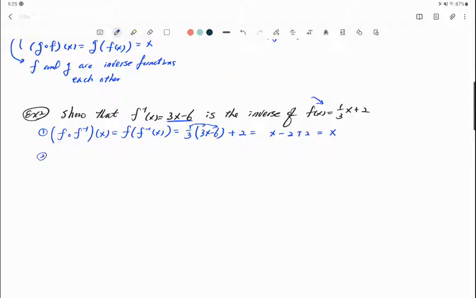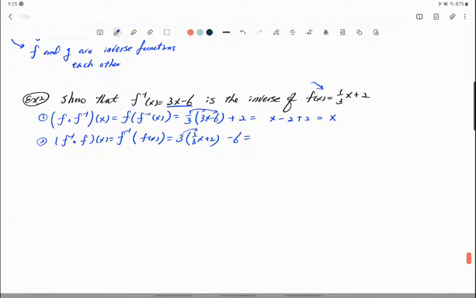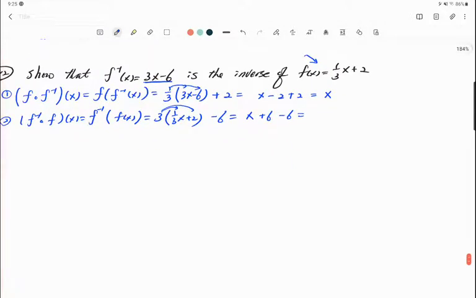So let's try the second condition, which is f inverse circle f of x. So the function is f inverse, and the input will be f of x. So from the inverse function 3x minus 6, replace this x with f of x, which is 1/3 x plus 2. Then use the same thing, distribute, and there will be x, plus 6 minus 6. So finally it is x.